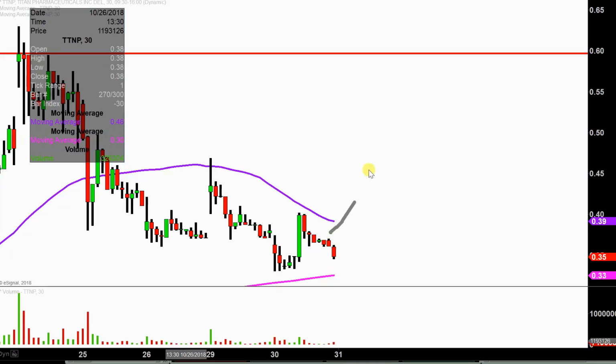Obviously, a breakout to the upside would be the bulls winning out. A breakdown to the downside of that pink line would be the bears winning out. So grab some popcorn and let's see who's going to win out in this current fight that's been going back and forth for a while now.